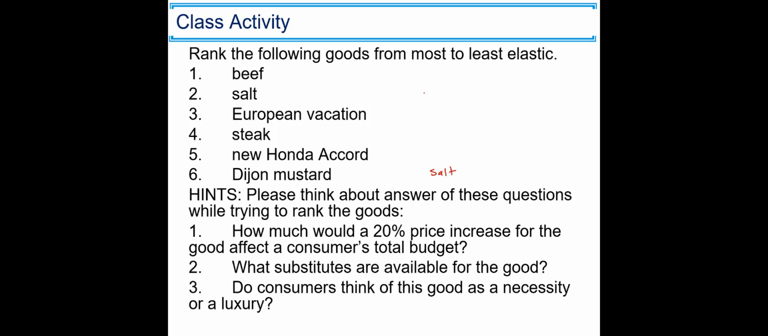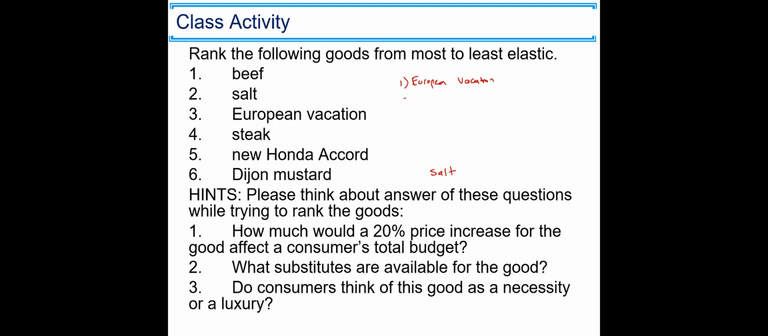And the first one should be European vacation. Why? Because it's a luxury good. If a European vacation becomes expensive, then you can maybe visit places locally, or you can just forgo the European vacation for this year. So the most elastic is the most luxury one.